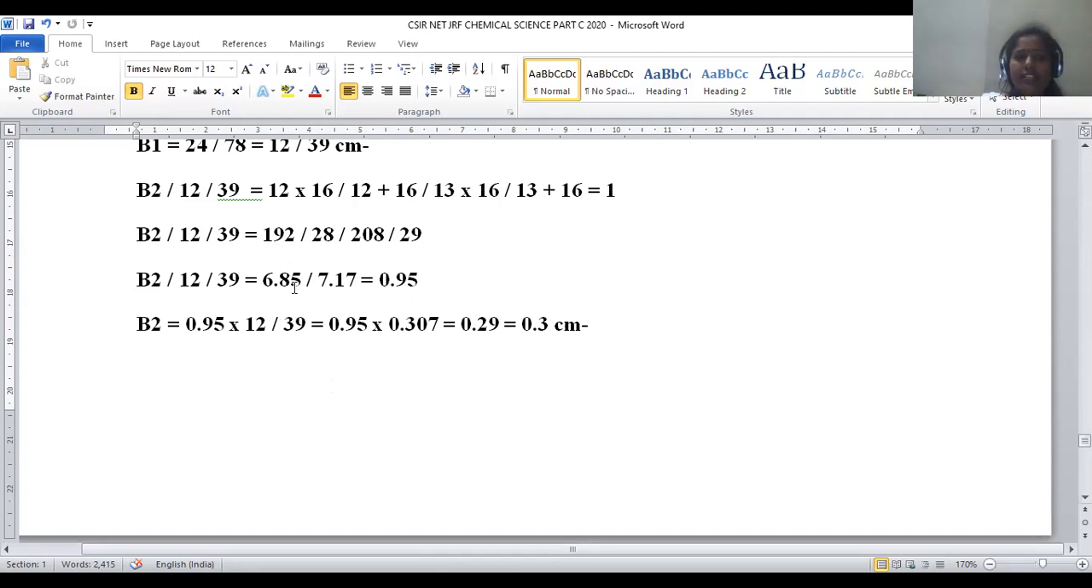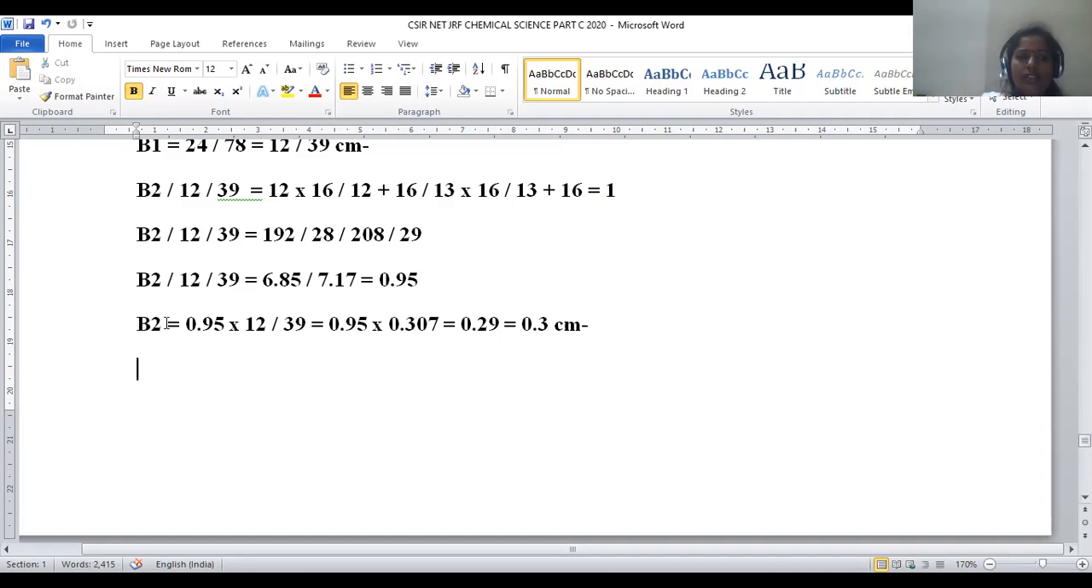192 by 28 is 6.85, 208 by 29 is 7.17. This is almost equal to 0.95. We can indicate 0.95 as 1 itself. 0.95 is almost equal to 1 only, right? So B2 by 12 by 39 is equal to 0.95, almost equal to 1, right?